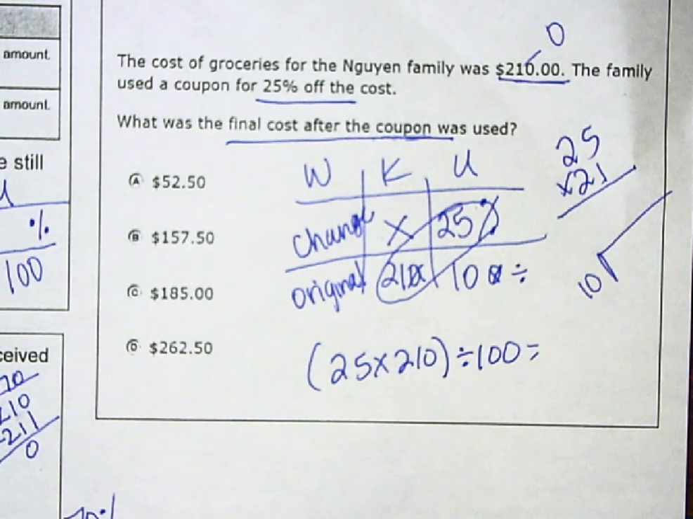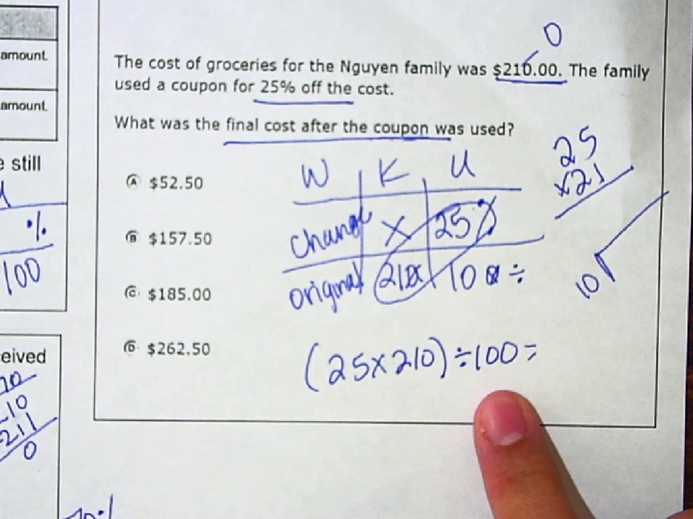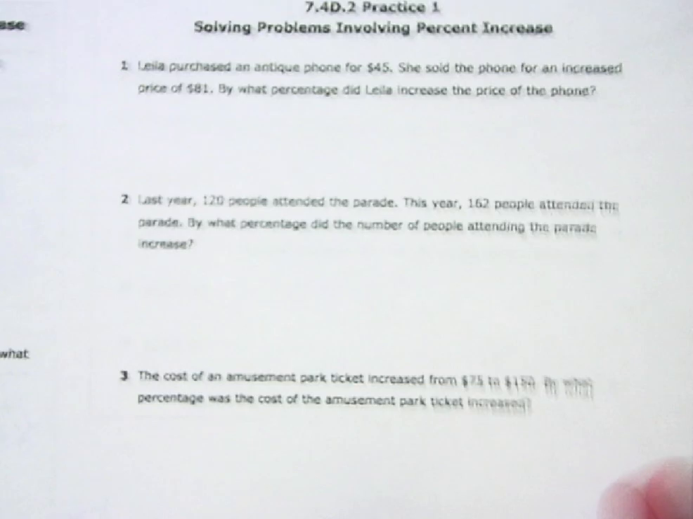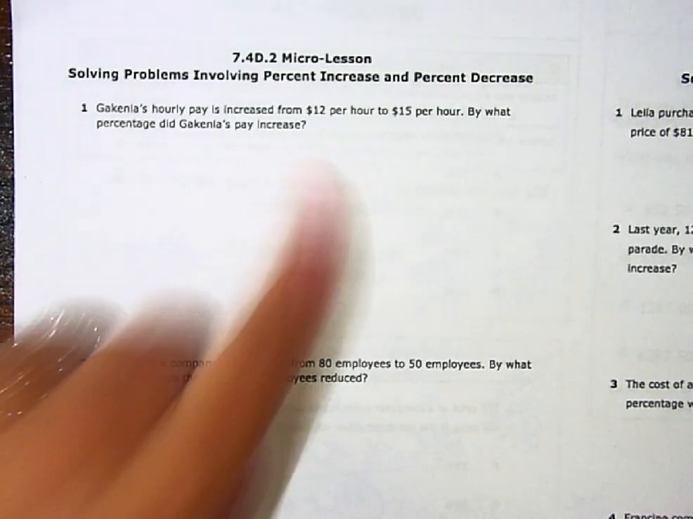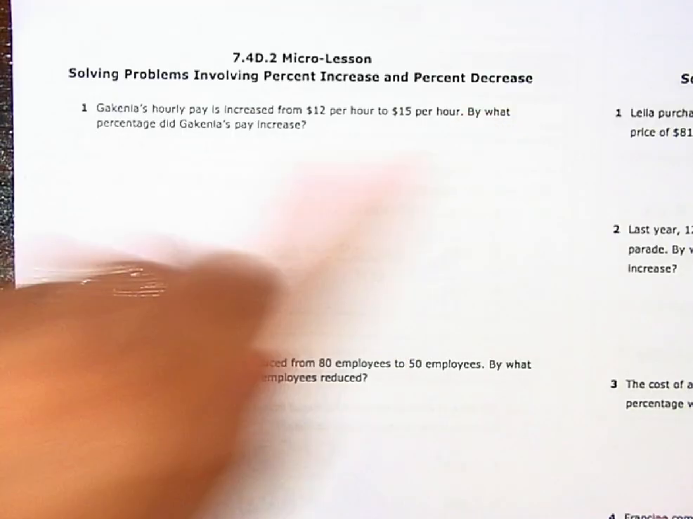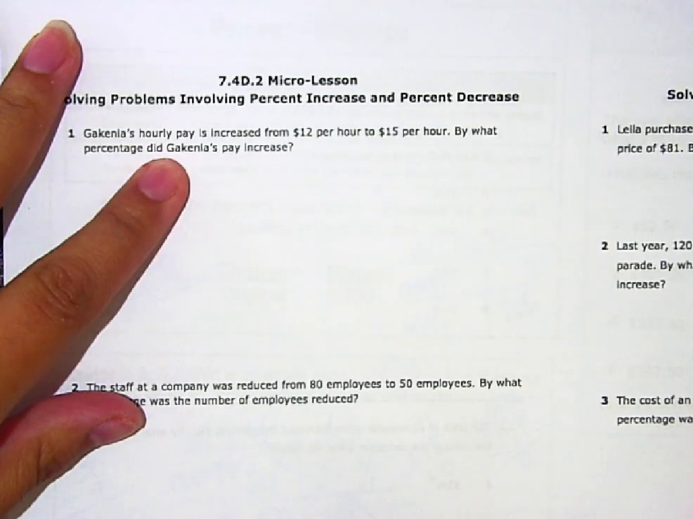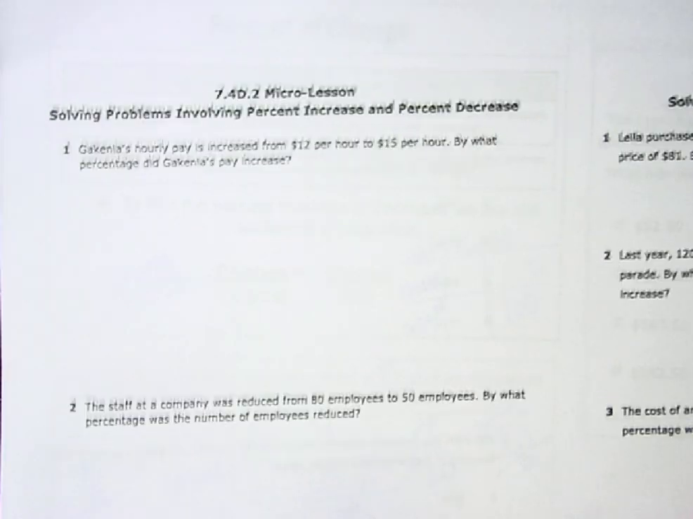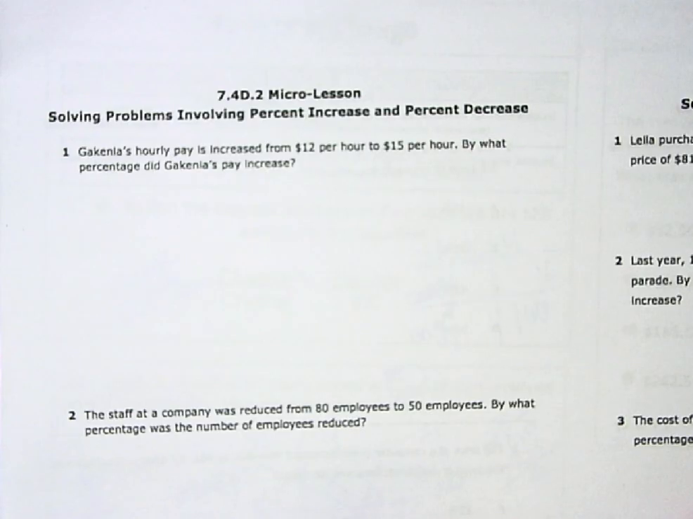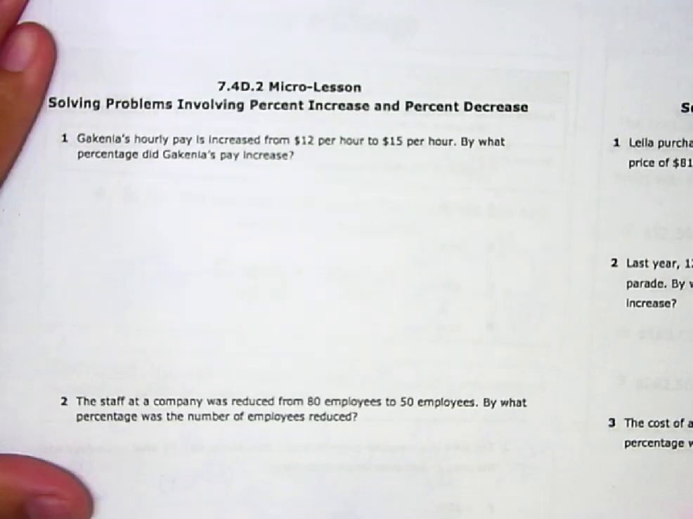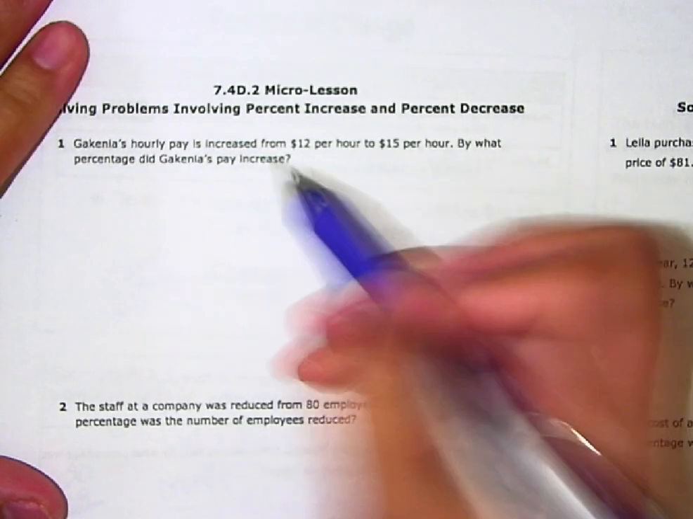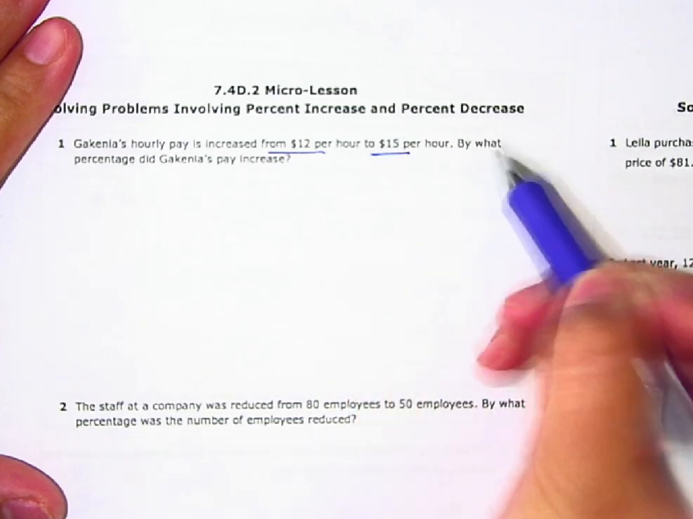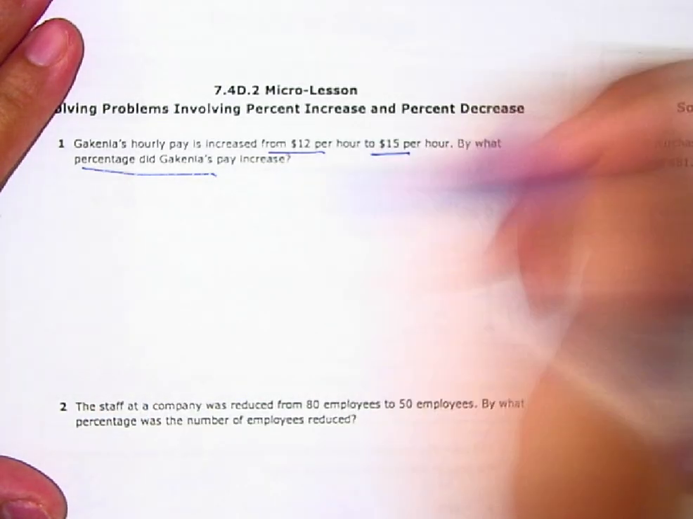When you are finished with this answer, you're gonna come show me so that I can mark it off, and then you're gonna grab this paper off the cart. This is gonna be the same thing. It says solving percent with increase and decrease. So it says, ooh, that's a crazy name. Gakinia's hourly pay is increased from $12 to $15. By what percentage did the pay increase?